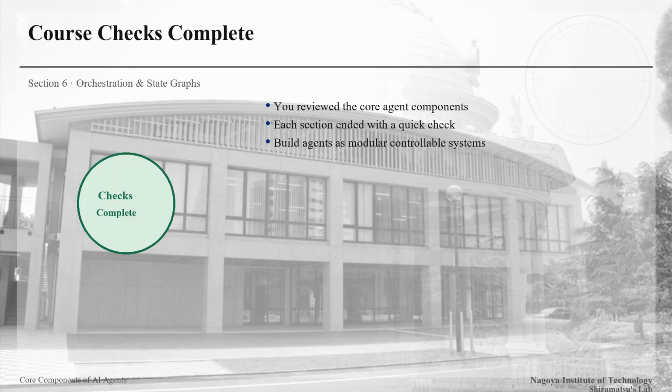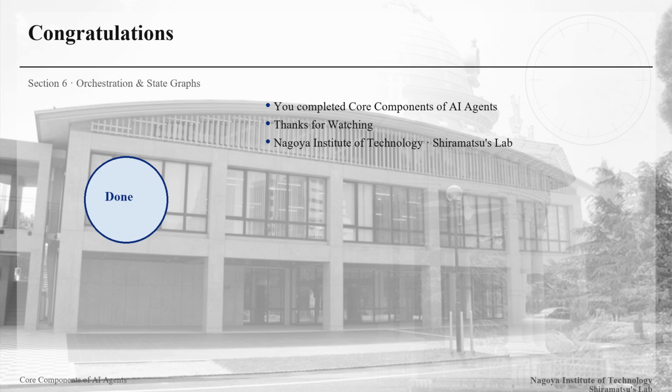You completed a quick check after every section. You can now explain the planner, executor, memory, evaluator, and orchestration graph. Congratulations! You completed core components of AI agents.